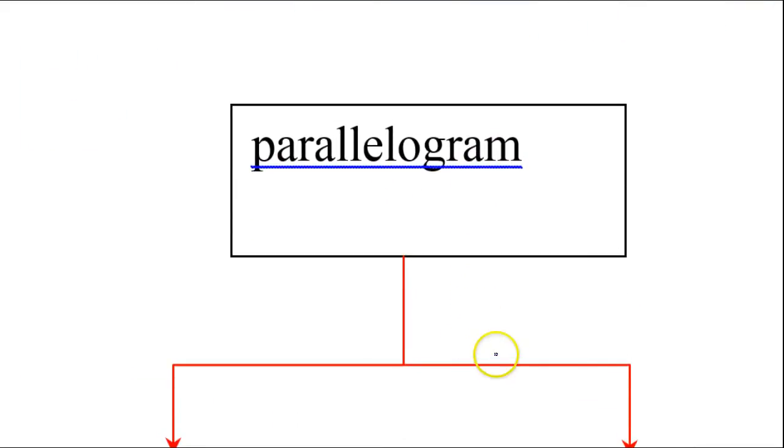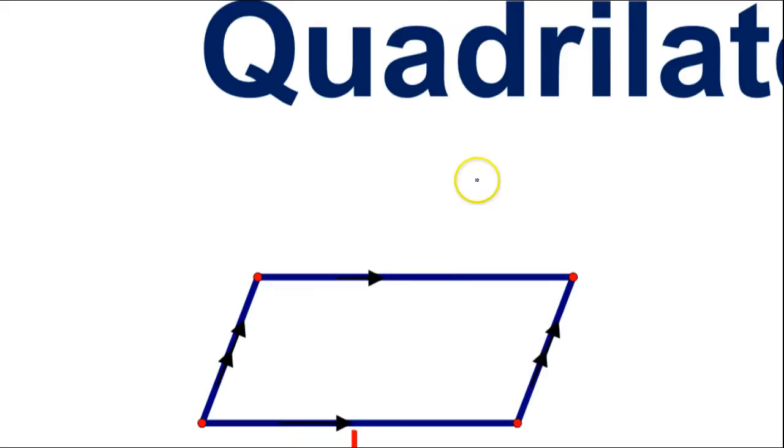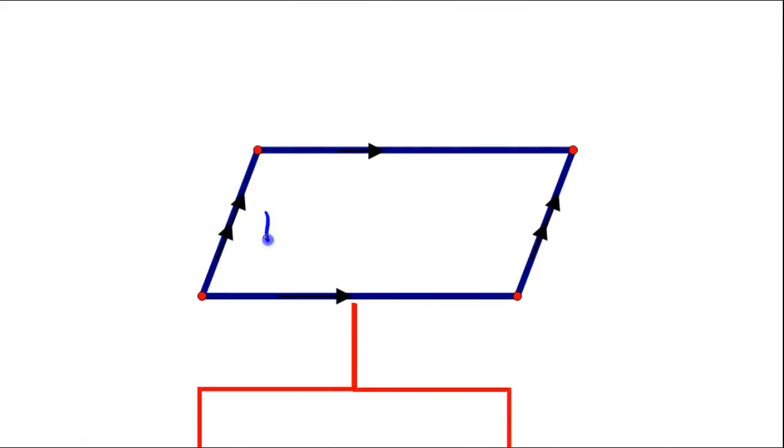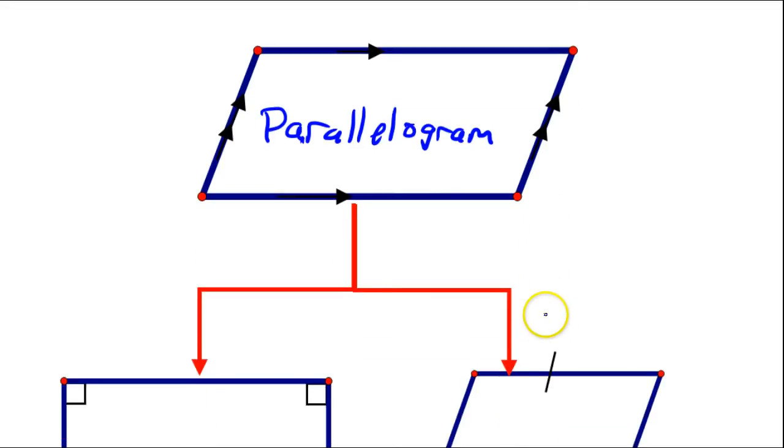Okay, let's start with parallelogram. So this is a parallelogram. The definition of a parallelogram is that the opposite sides are parallel. That's what these little arrows mean. We'll talk more about the properties of a parallelogram in a minute. For right now, I just want to go over the definitions.